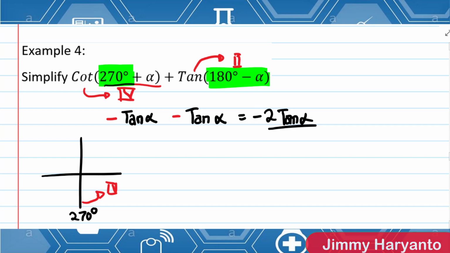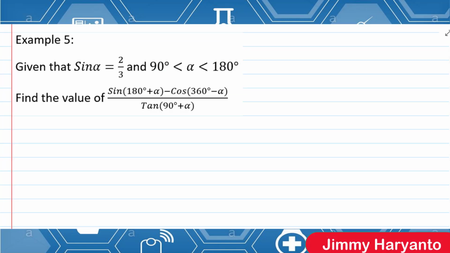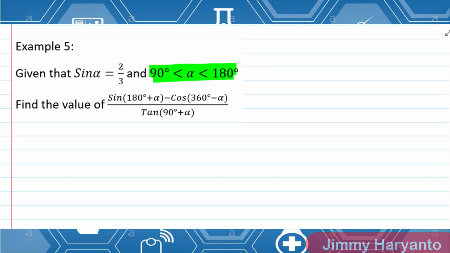Yeah, like that. How about this one? Given that sine alpha equals to 2 over 3, and then 90 degree less than alpha less than 180 degree, this sentence tells us the quadrant of the alpha. Yeah, the quadrant of the alpha is between 90 and 180 degree.